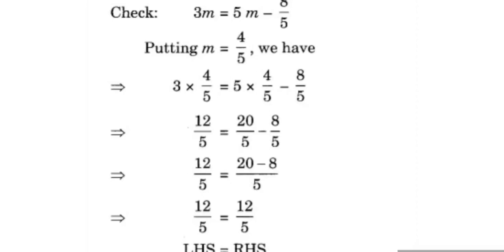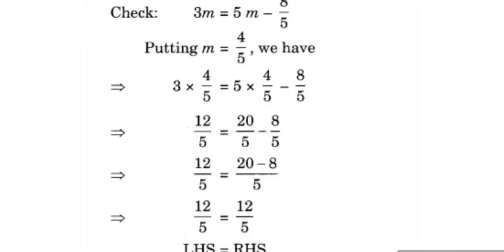So 3 into 4 upon 5 is equal to 5 into 4 upon 5 minus 8 upon 5. So 3 4s are 12 upon 5. And here on the right hand side, 5 4s are 20 upon 5 minus 8 upon 5. So here the denominator is 5 only. So it will come 5, and the numerator is 20 minus 8.